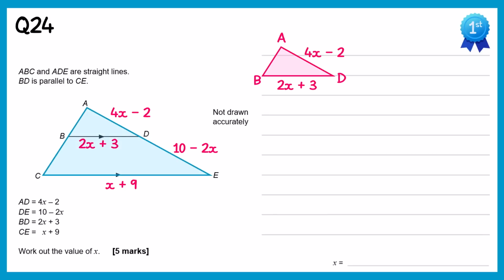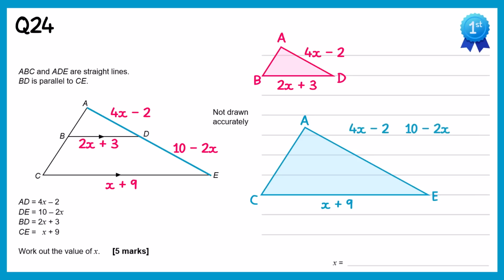Now we're going to look at this larger triangle here, triangle ACE. If we draw this one at the side, we know the base of the triangle CE, that's x plus 9, but we don't yet know the length from A to E. To get from A to E, we must go along AD and DE, so we need to add together these 2 lengths. So to get the length from A to E, we would take the 4x minus 2 from A to D, and the 10 minus 2x from D to E, and add them together. If we add these together, we've got 4x take 2x, which is just 2x, and negative 2 plus 10, which is positive 8. So the length from A to E is 2x plus 8.